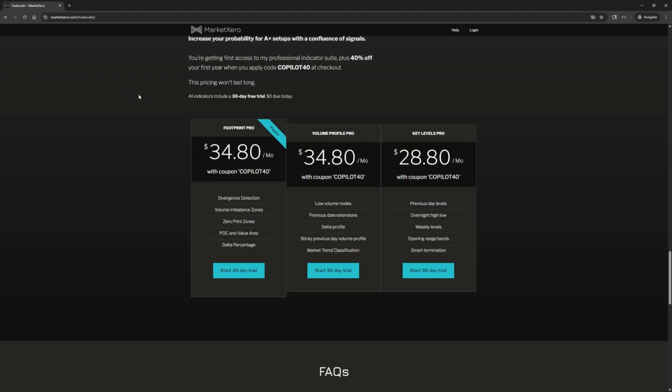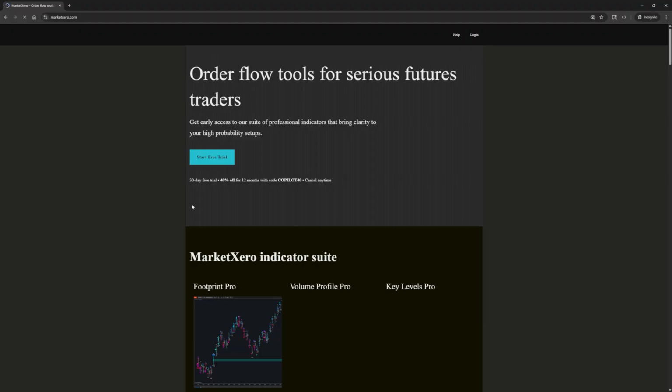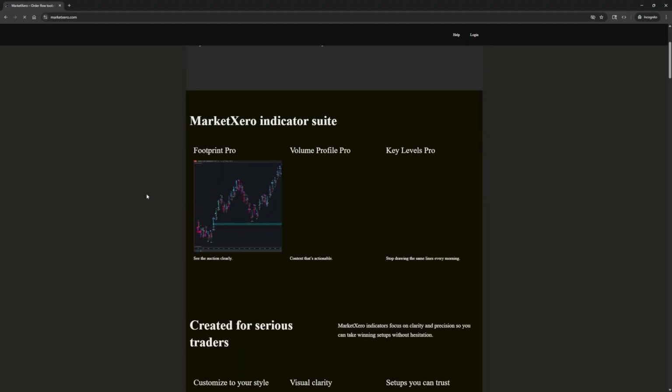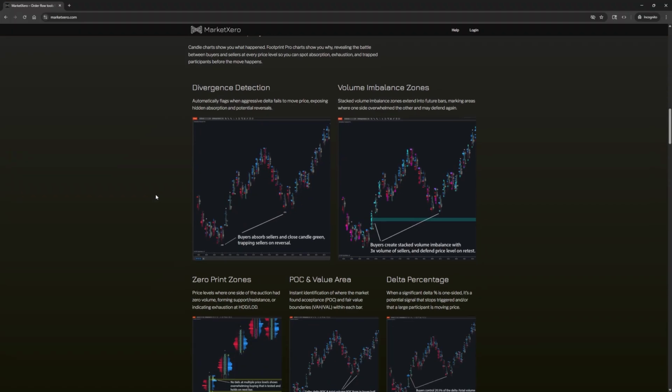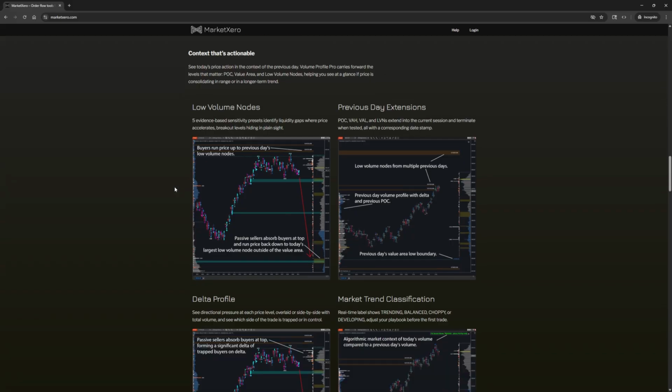What I showed today in the video is the Footprint Pro, Volume Profile Pro, and Key Levels Pro. And you can always see more information on each one of those on the main webpage here, where I break down each one of the 3 indicators.